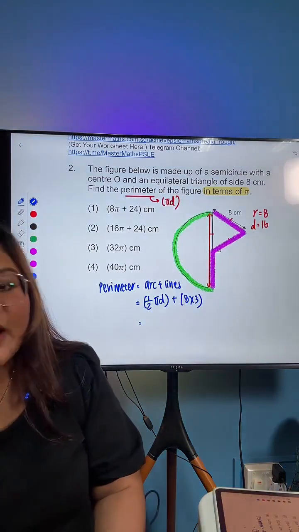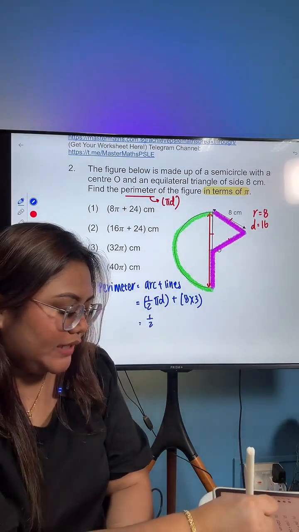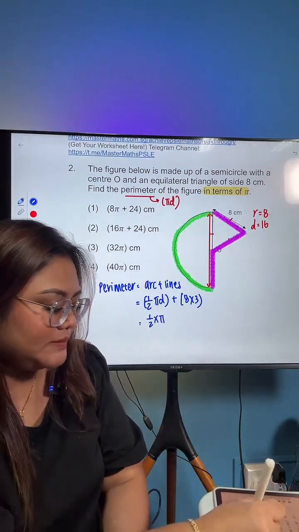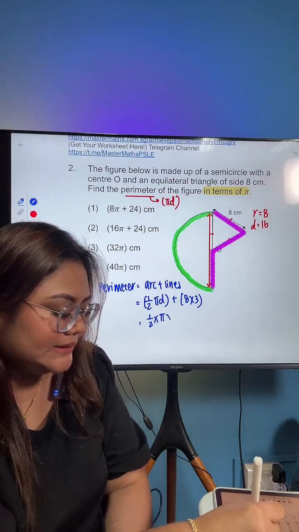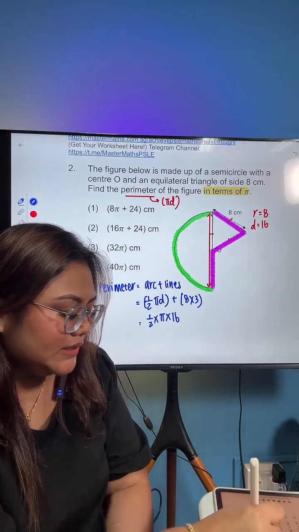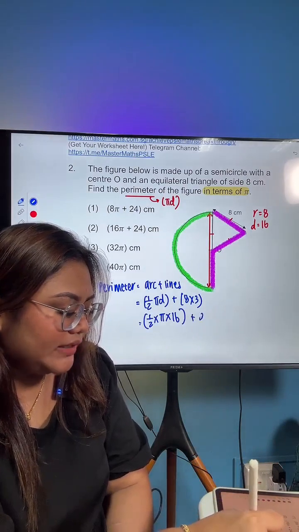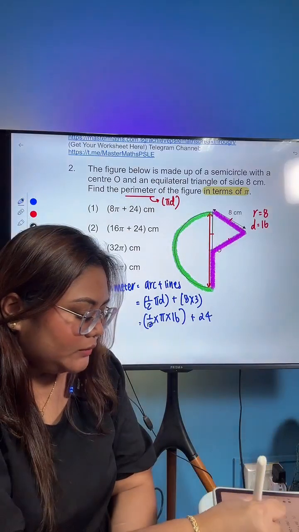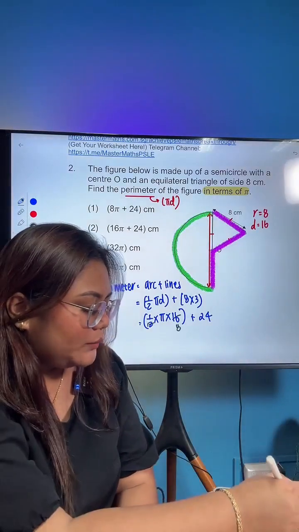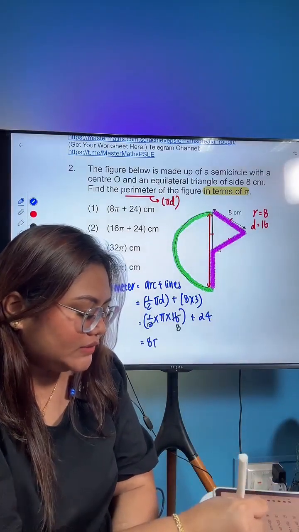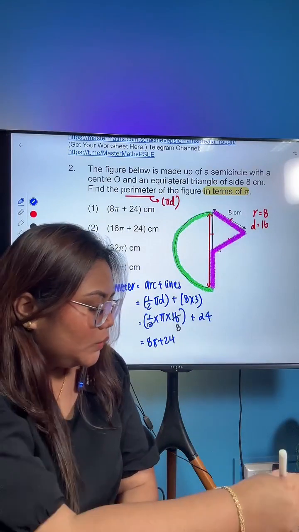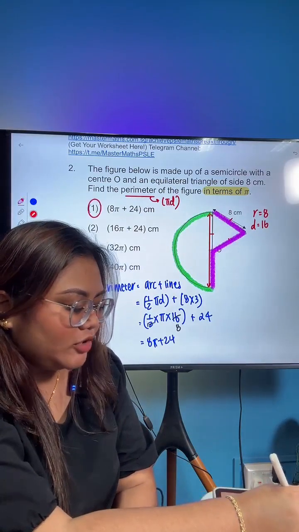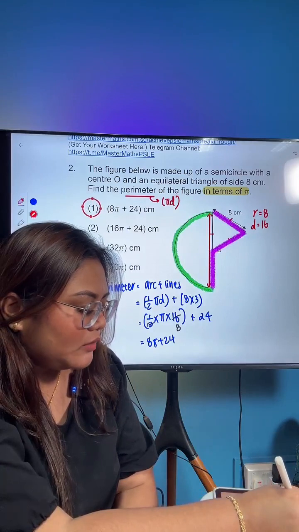Alright? So half pi d, that means we are looking at half times. Leave your answer in terms of pi. So we will leave the pi as it is. Multiply in the diameter. And then we add the straight lines, which is 24. Straight away, you can get the correct answer. That will be 8 pi plus 24. Alright, everyone? Number one. If you got number one, excellent job. You are correct.